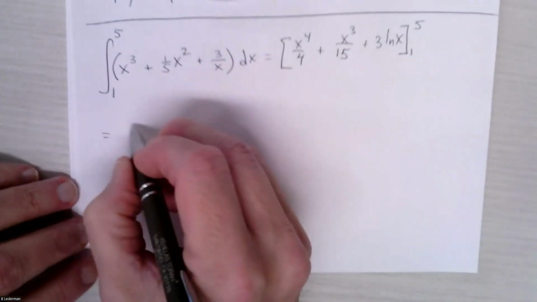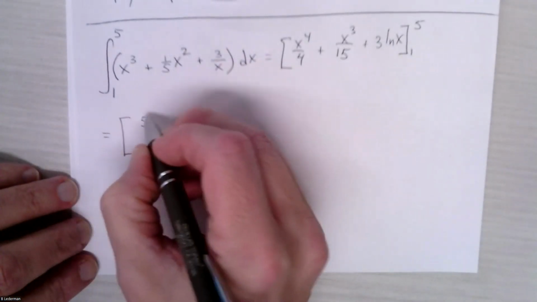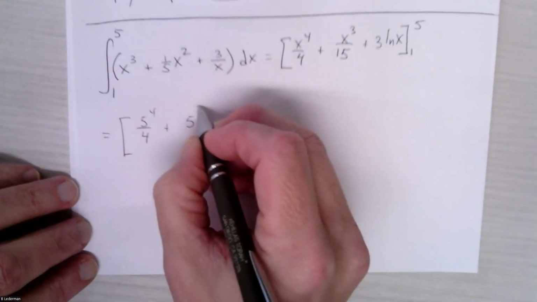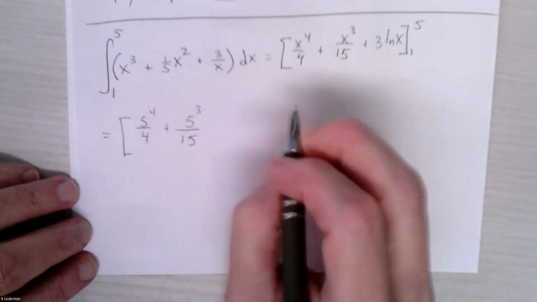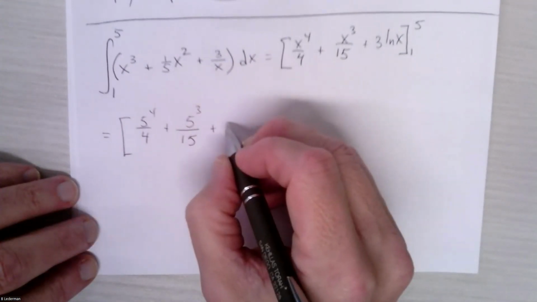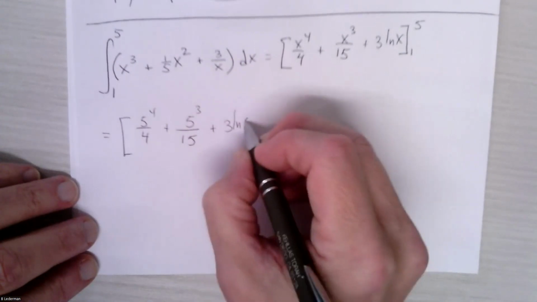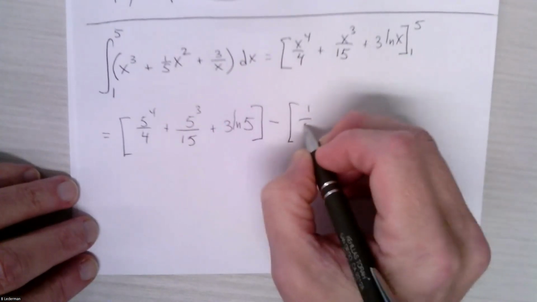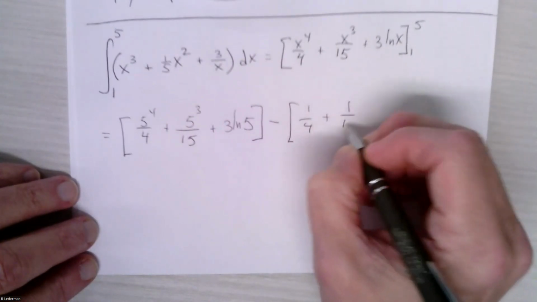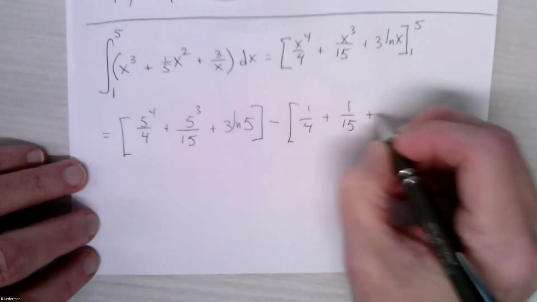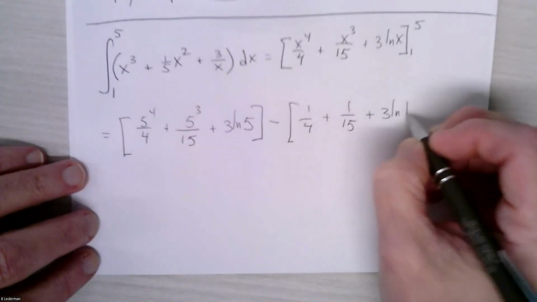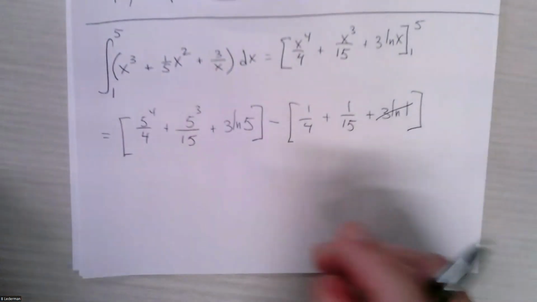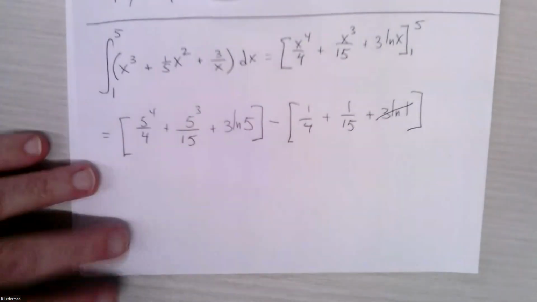And this is going to be 5 to the 4th over 4 plus 5 to the 3rd over 15 plus 3 ln 5, minus 1/4 plus 1/15 plus 3 ln 1. Now the ln 1 is equal to 0, so I can just get rid of that, because ln of 1 always equals 0, no matter what the base is.